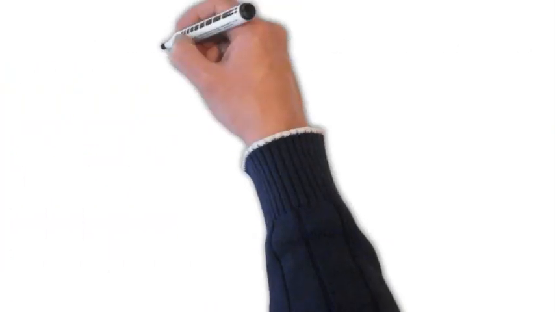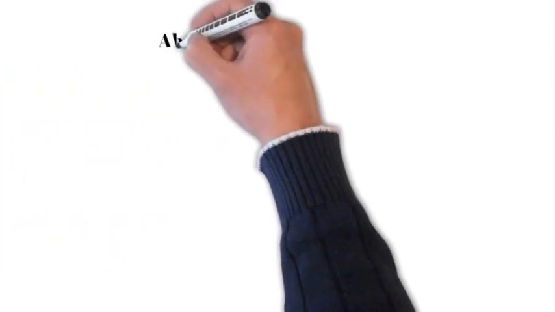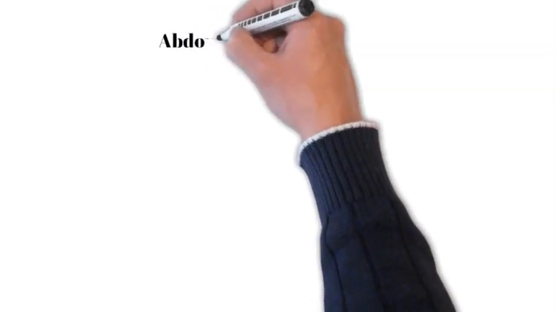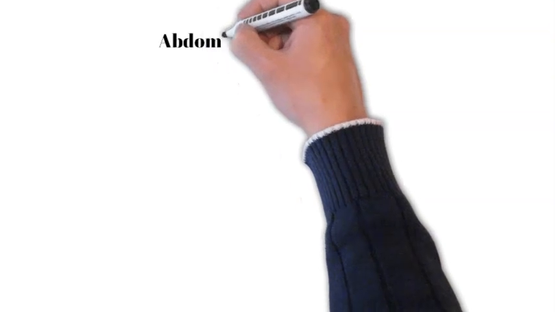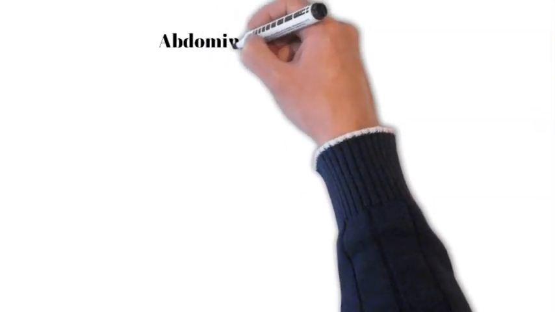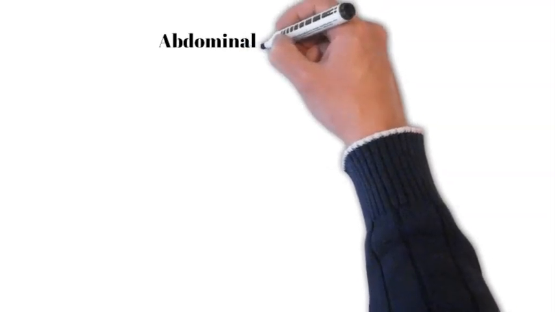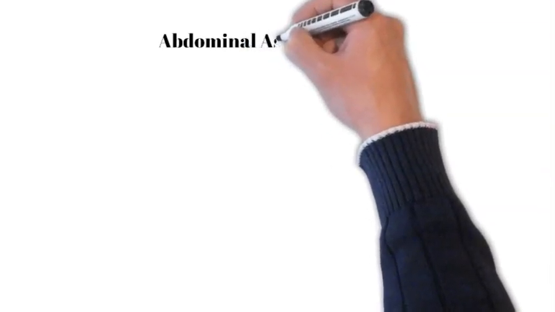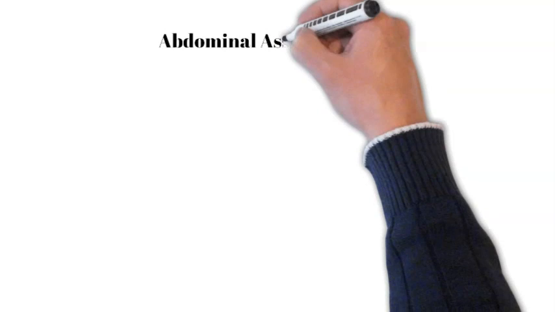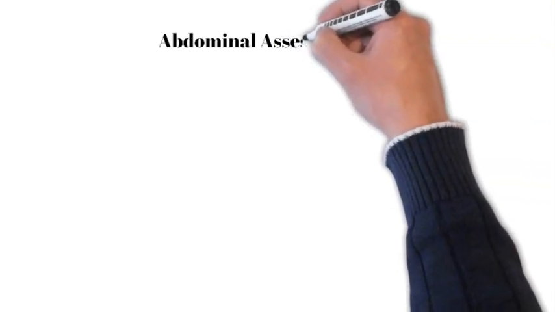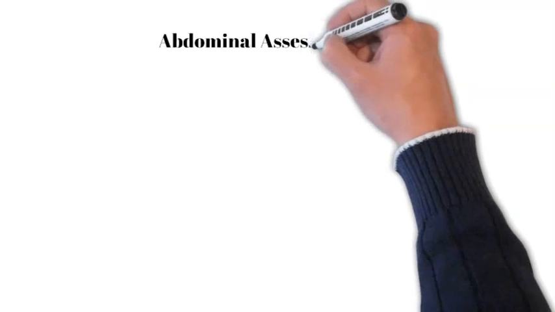Abdominal assessment. The abdominal assessment is a comprehensive evaluation of the abdomen, including the organs and structures within it. This assessment is important in detecting any abnormalities, such as masses or tenderness, that could indicate underlying conditions or diseases. Key terms: distension, guarding, rebound tenderness, hepatomegaly, splenomegaly, peritonitis.